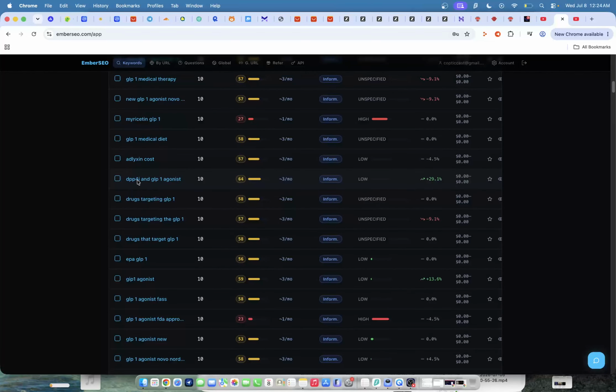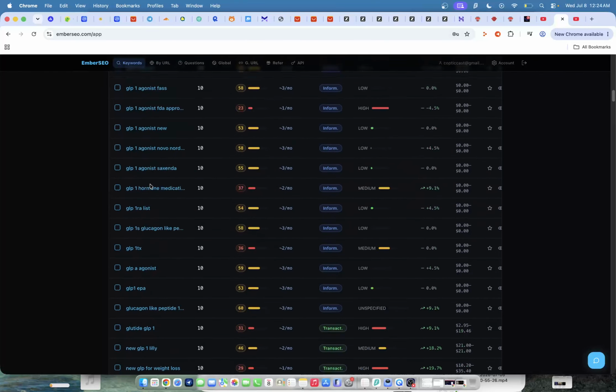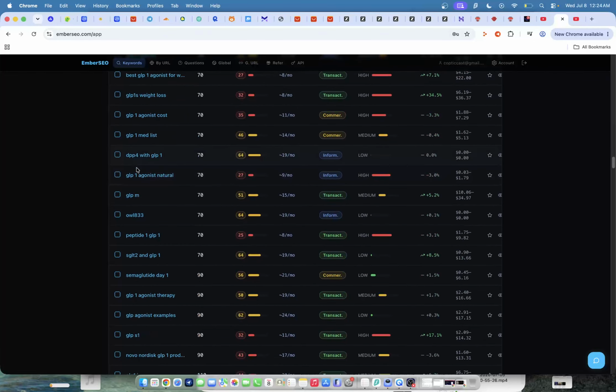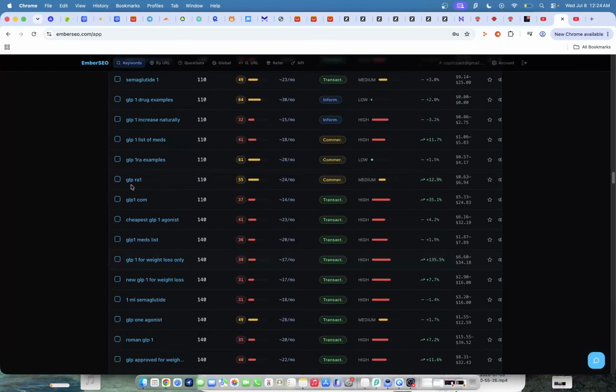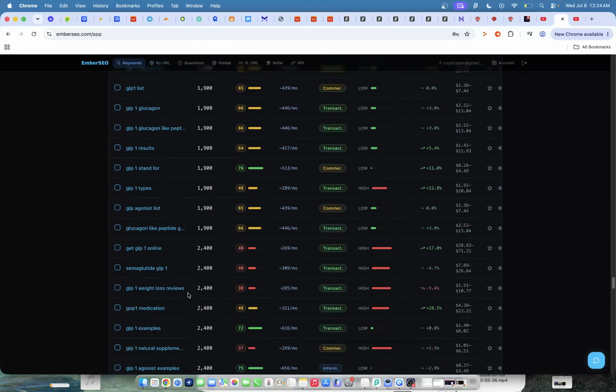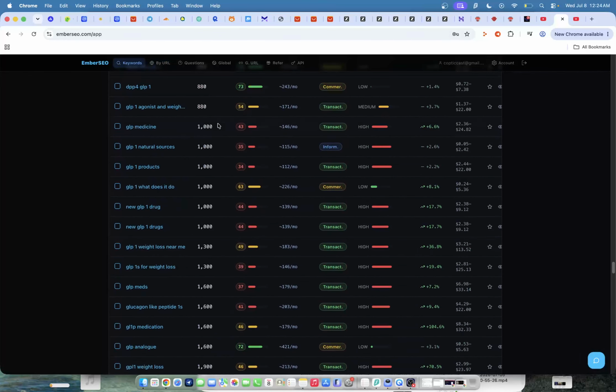DPP4I, unless it's something that I don't know about, and GLP-1 agonist. I'm not sure what DPP4I is. It could be some sort of chemical or some sort of product. I just don't know about it, but that's an example to me that doesn't really make much sense. But anyways, as soon as you start going to like these 140, all the way even up to like 1,000 something, those are keywords that are relatively untapped.